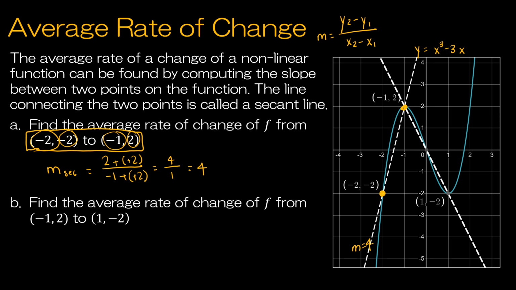If you would, press pause and try the second part of that question on your own to find the slope of the secant line from -1, 2 to 1, -2. Press play when you're ready. Hopefully you found the slope of the secant line to be -2, and that makes perfect sense because obviously we're pointing down as we go from left to right.